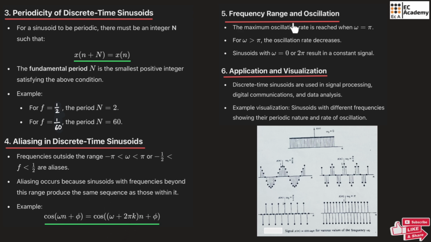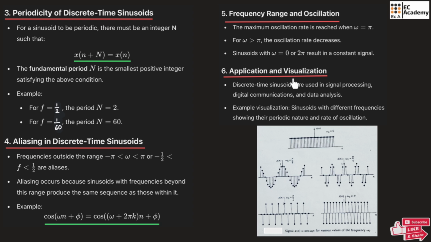The frequency range and oscillation. The maximum rate of oscillation is achieved when omega is equal to pi. When omega is greater than pi, the oscillation rate decreases. So for maximum frequency, omega should be equal to pi. The sinusoidal signal with omega equal to 0 or 2 pi will result in a constant signal. For example, you can observe here, this is the representation for omega is equal to 0. So we are getting a constant signal.